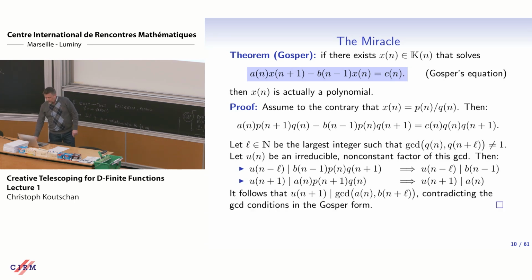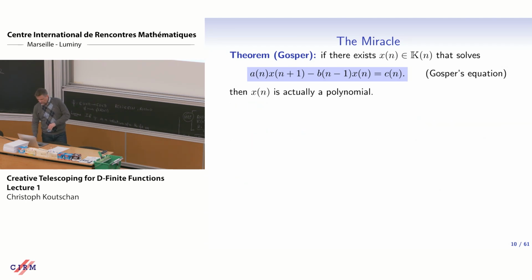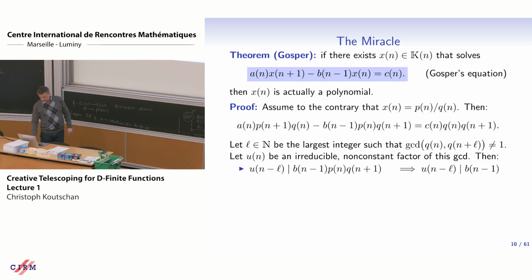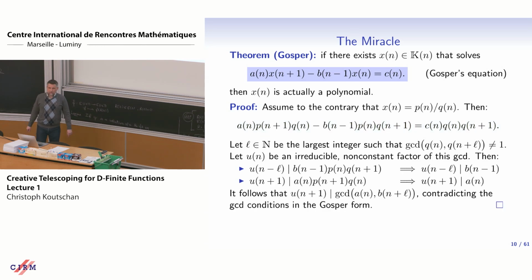And now we get the contradiction, because the existence of such a factor that divides both a of n and b of n minus 1 contradicts the assumption on the Gosper form. So recall, if we go back, no, here. So it is a contradiction to this blue formula. Okay, proof finished. So now we can continue without any proofs.